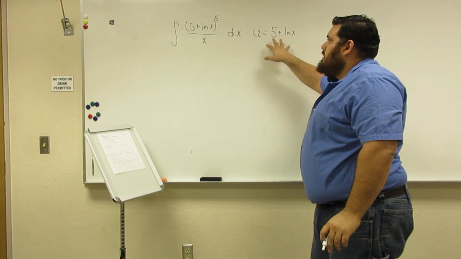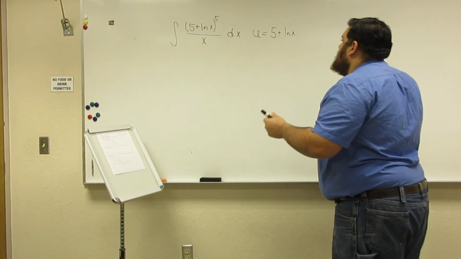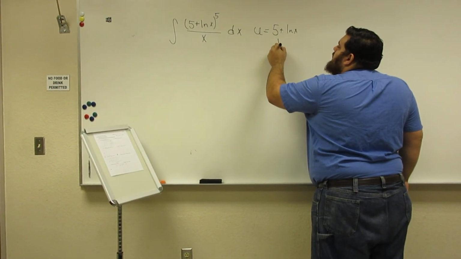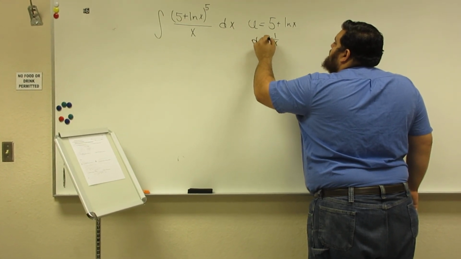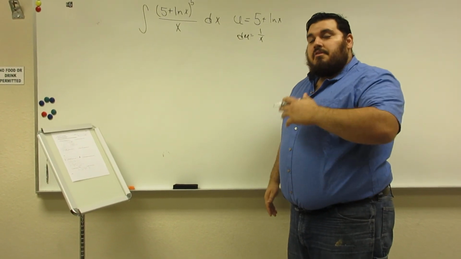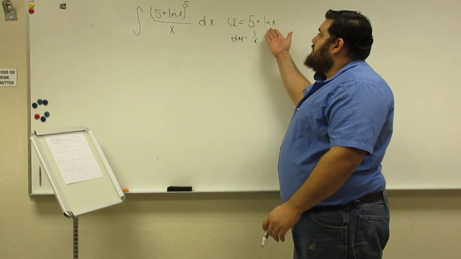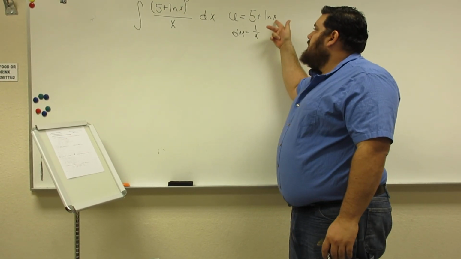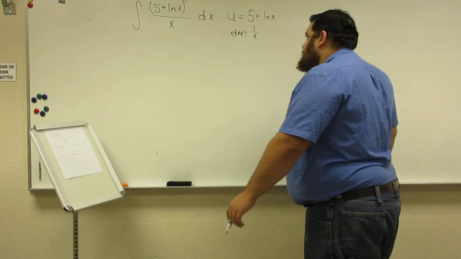So once we have picked a u value, we need to find the first derivative of it, which in this case would be 1 over x. Now, we know that the first derivative of a constant is 0, and the first derivative of a natural logarithm is 1 over its argument. So for x, it would be 1 over x.